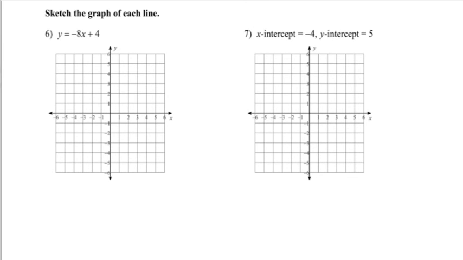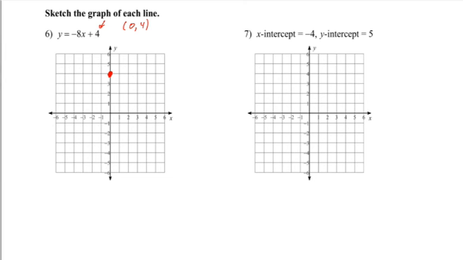Our last two problems are graphing problems, and the first one here is already in slope-intercept form, so we know that we can graph this by finding our y-intercept, which is going to be 4, this is b, and this occurs at the point 0, 4, which is right here.